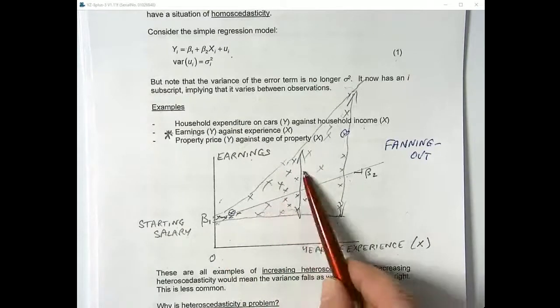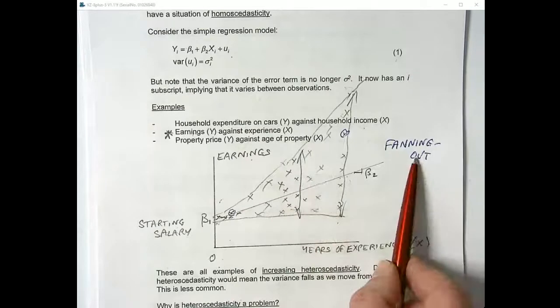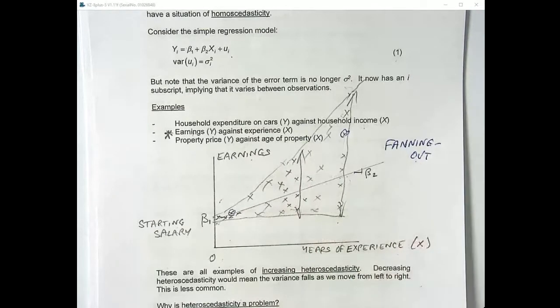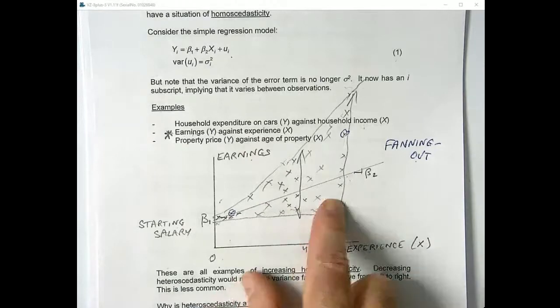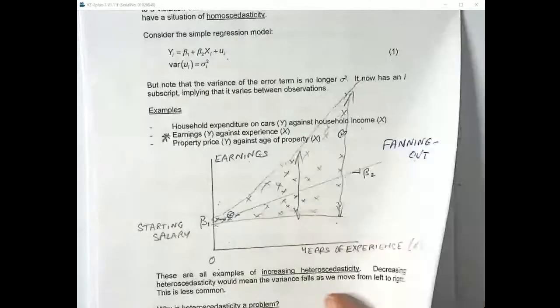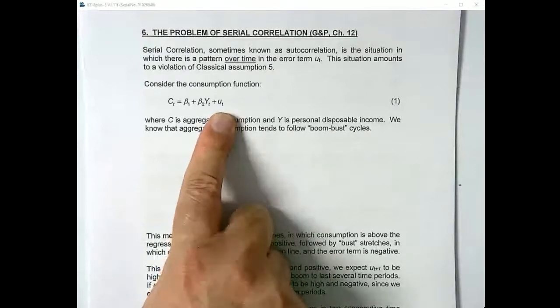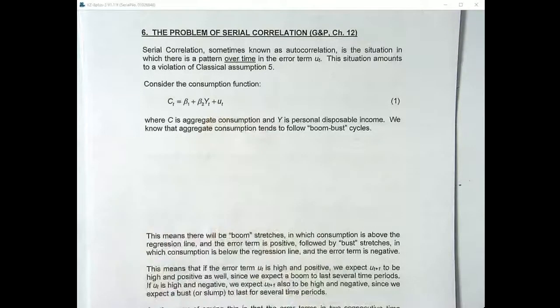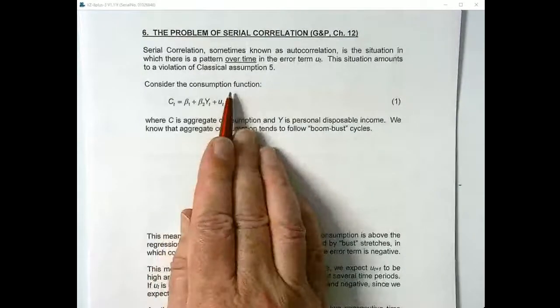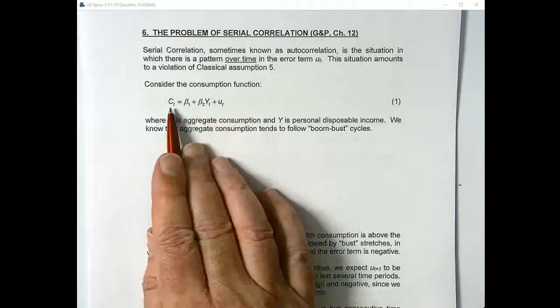Now, there is a pattern in the error term, and the pattern is fanning out. And any sort of pattern in the error term indicates a problem with the model. So that was heteroscedasticity. Here we're talking about a different sort of pattern in the error term. We're talking about a pattern over time. So consider the consumption function. This is a time series model.